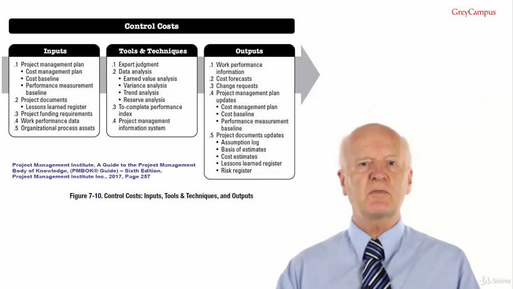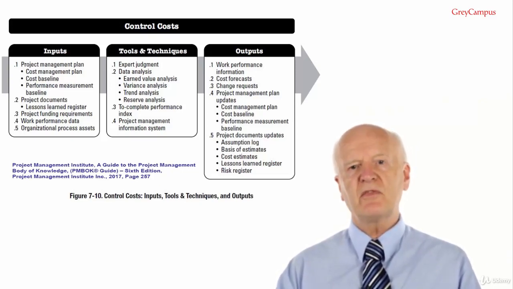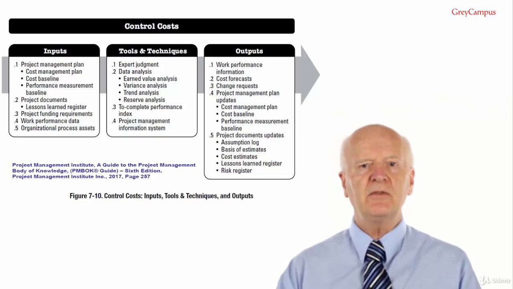It is a measure of cost performance on a project. Cost variance equals earned value minus actual cost. CV equals EV minus AC.